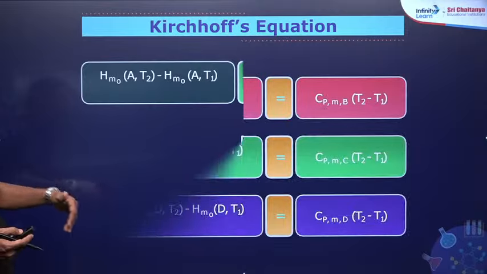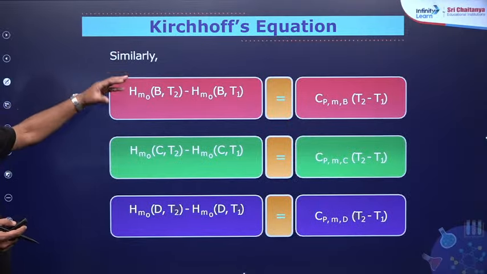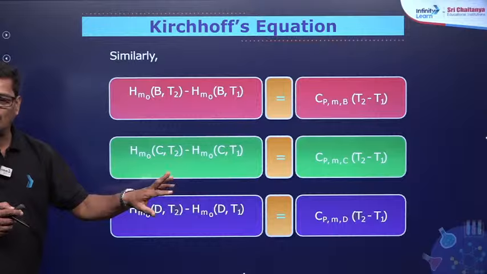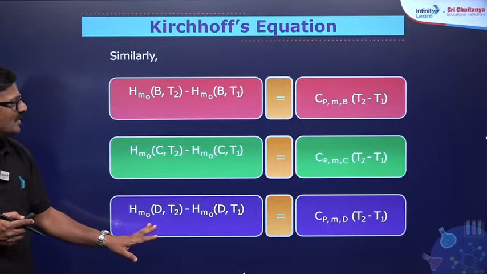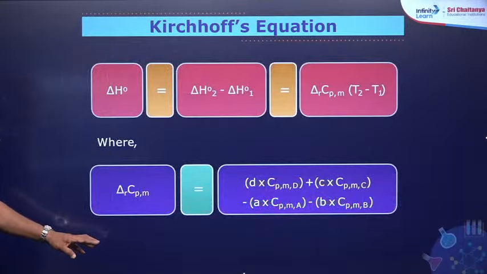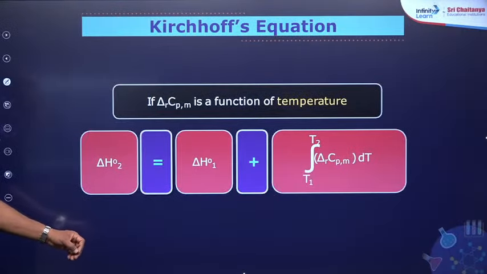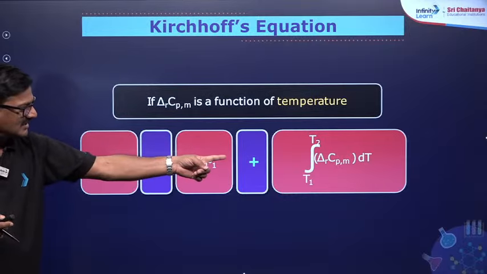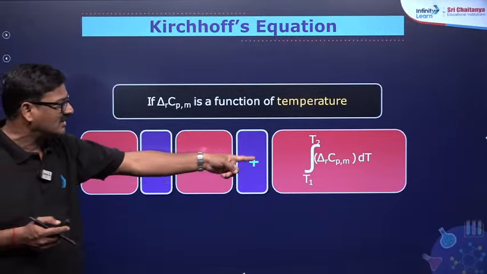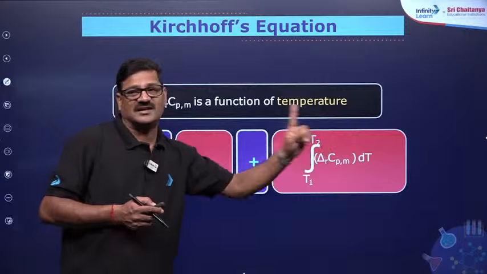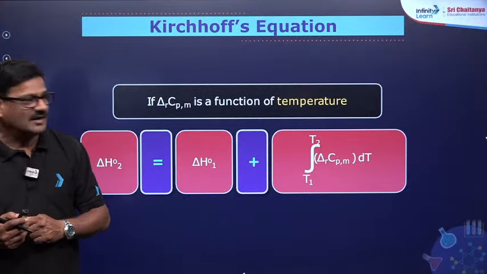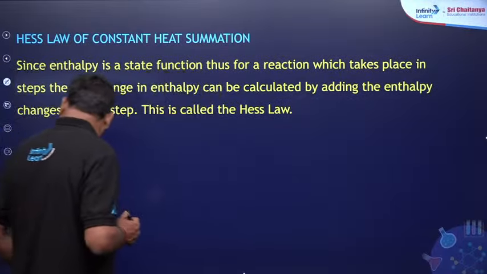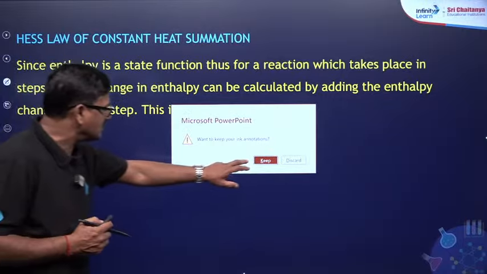Going ahead, you are going to have n number of variants of the Kirchhoff equation. I want to show you the same equation turned around in different ways. And let us talk about Kirchhoff equation in a different way. That is, delta H2 is equal to delta H1 plus the integral from T1 to T2 of delta Cp dT. Okay, and also you will be having Hess Law of constant heat summation. We did it, right? And I want to come across with some numericals here.